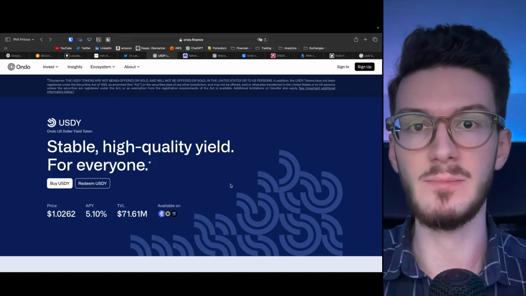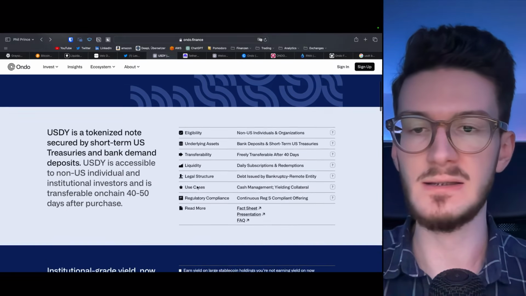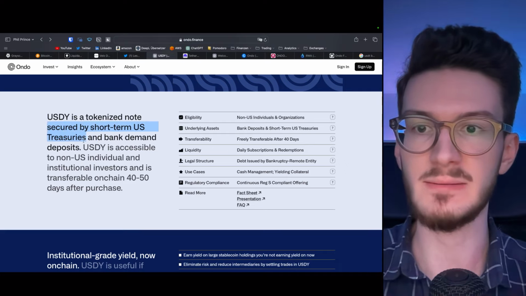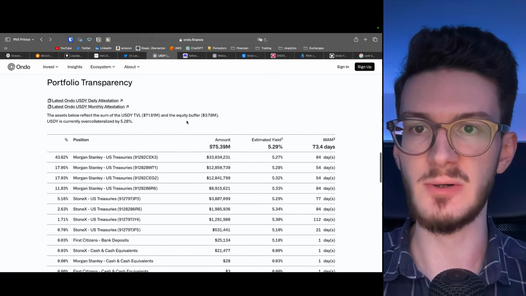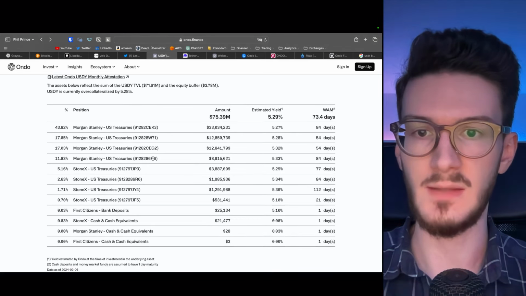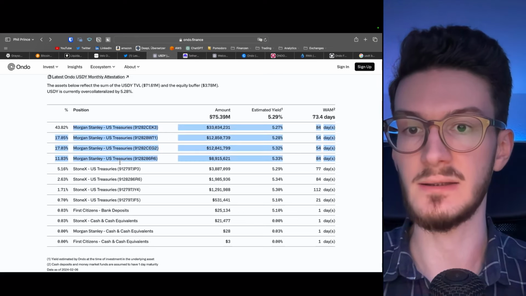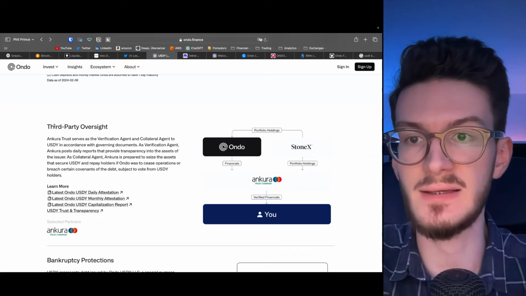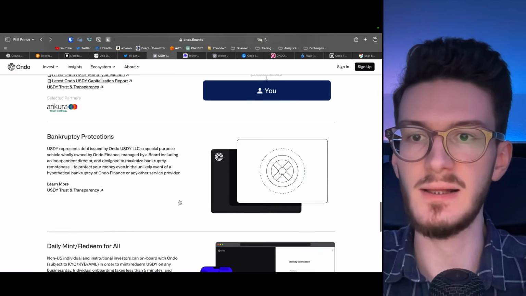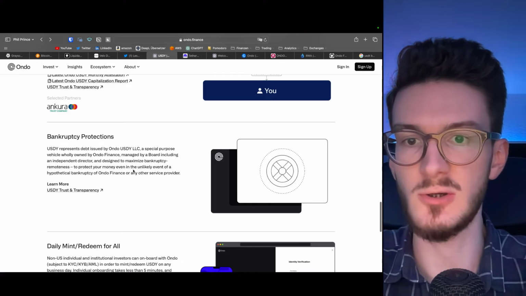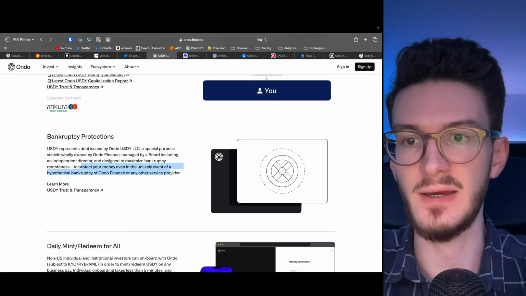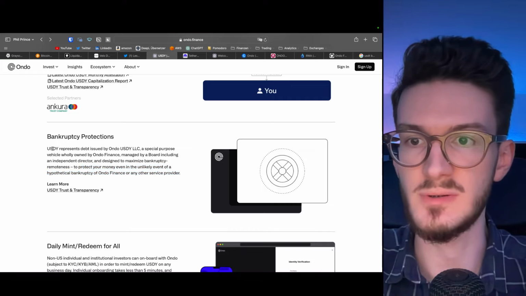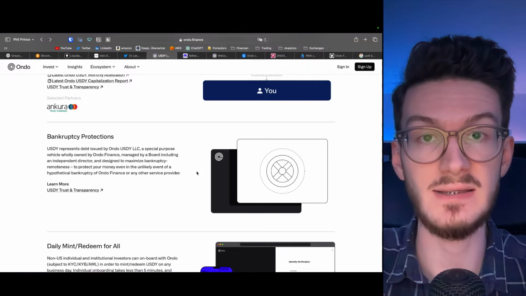Also, USDT is backed by the company's US dollar reserves, and USDY is backed or secured by short-term US treasuries and bank demand deposits. Also, they transparently show how this portfolio is built, and as you can see, it's mainly Morgan Stanley US treasuries and some StoneX US treasuries. For even more security, Ondo has third-party oversight as well as bankruptcy protections, so even in the unlikely event of a hypothetical bankruptcy of Ondo Finance or any other service provider, your funds should be fine, which, if it holds true, is a big plus.